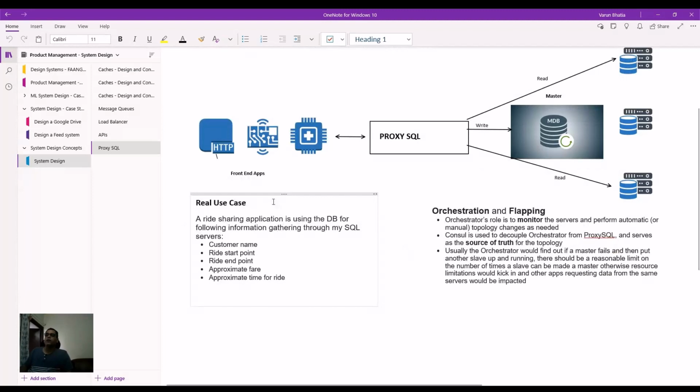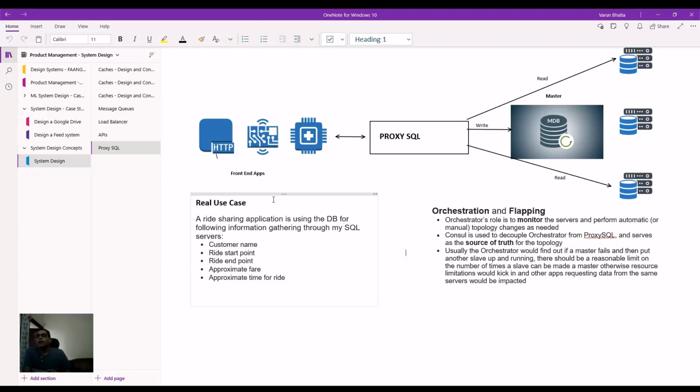So looking at one quick real use case, let's say you're trying to set up a ride sharing app, and that is using your traditional databases for fetching user information, right? So let's say you're looking at the customer name, the ride start point, where you could have both longitude and latitude, and then the ride endpoint, right? There are some mathematical formulas that calculate the approximate fare and the approximate time based on the kilometers and maybe the real-time information on the speed of the vehicle. You have calculated that, and then you have it in your database.